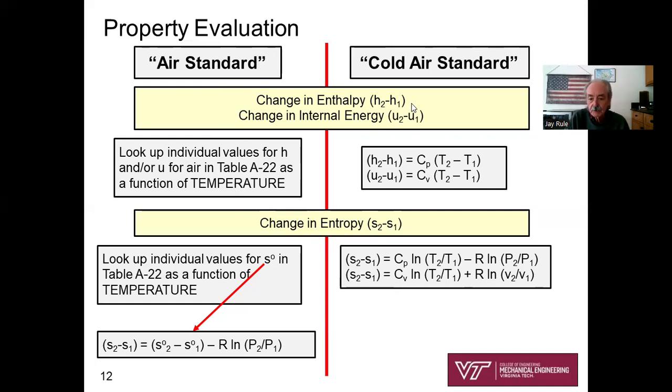Okay, let's move over to cold air standard for finding the differences in h2 minus h1. Wow, that's really pretty easy. h2 minus h1 is simply Cp times (T2 minus T1). It's the integral of Cp dT, where Cp is constant. Similarly, u2 minus u1 is simply Cv times (T2 minus T1).